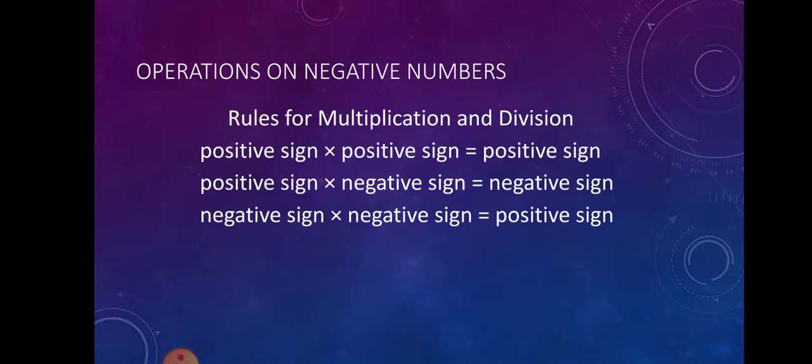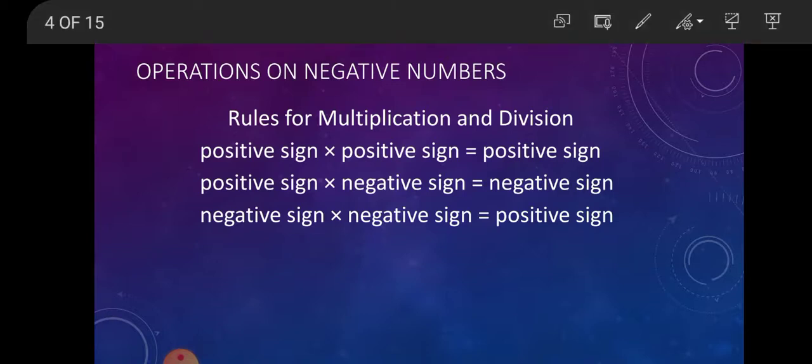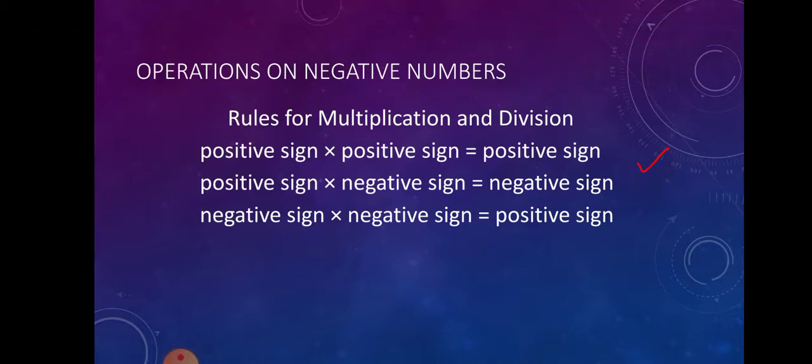In the same way, you can see in the second rule, if you have a positive sign and the sign of the second number is negative, then according to the rule, positive multiplied with negative gives you a negative sign. And the third rule says that if you have two numbers and the sign of both numbers is negative, then negative multiplied with another negative will give you a positive sign. So whenever you do multiplication, you have to keep these rules in mind, and you also have to remember that division follows the same rules.